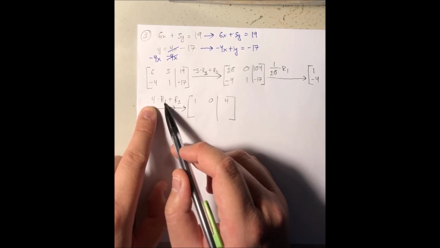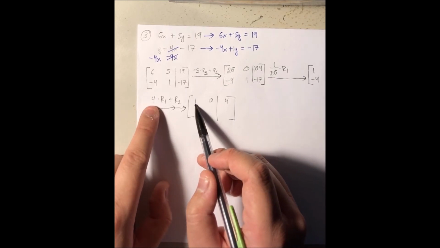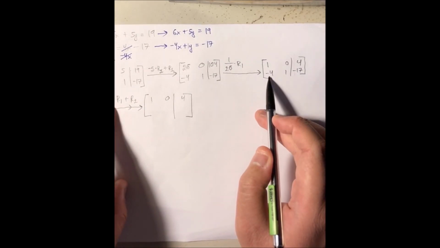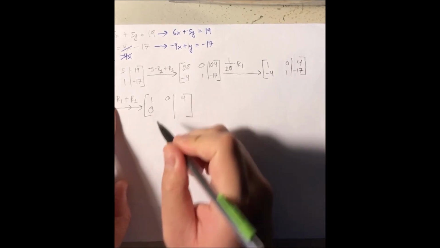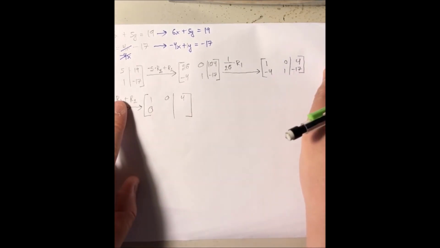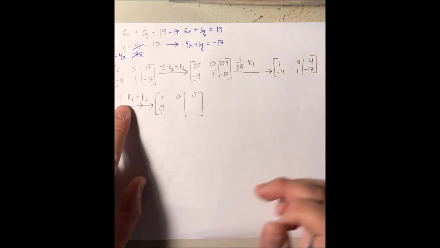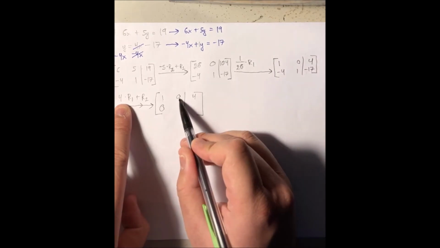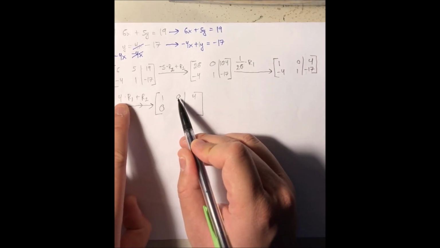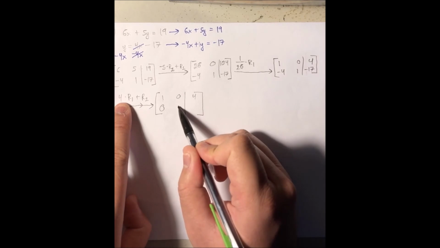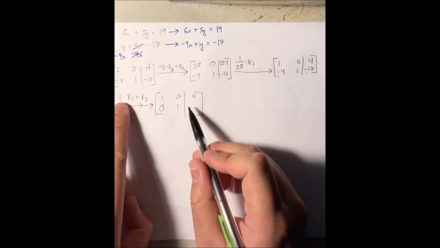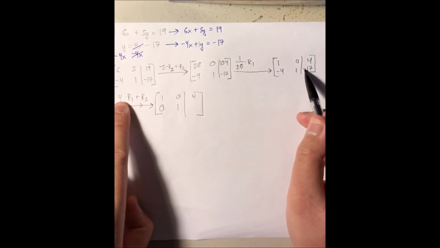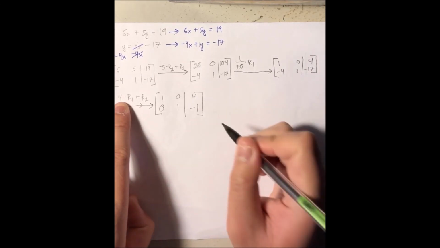So 4 multiplied by row 1: 4 times 1 is 4. Now 4 plus negative 4 will be 0. Now 4 times 0 is 0. 0 add 1 will be just 1. 4 times 4 is 16. 16 add negative 17 is going to be negative 1.